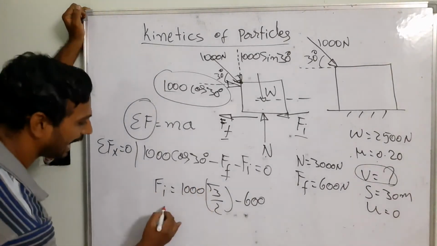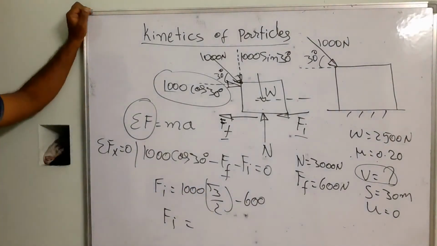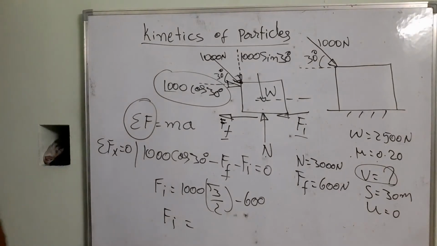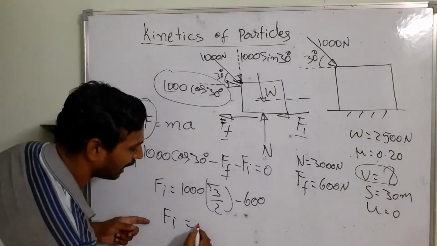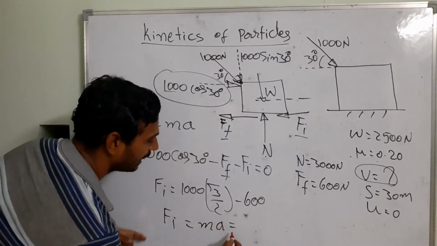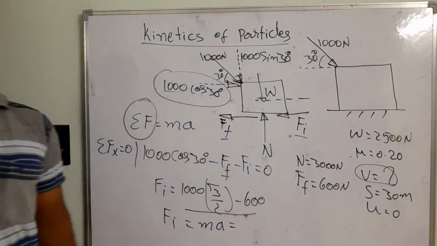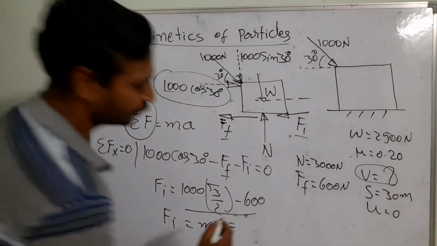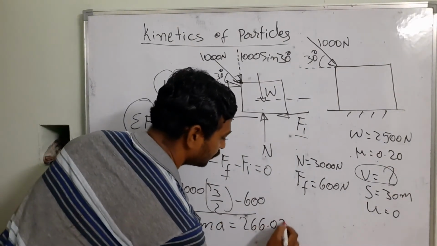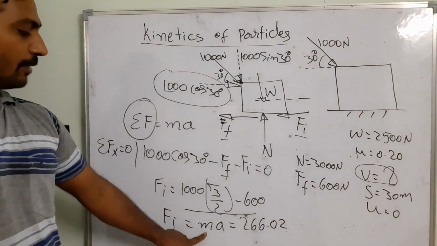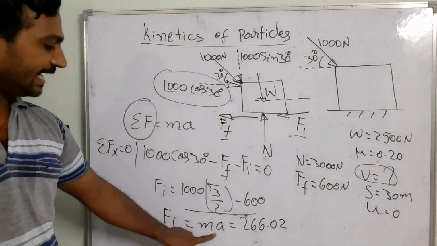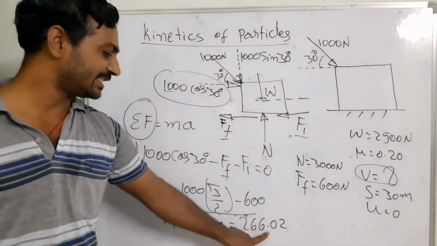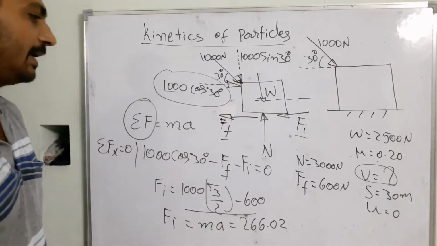So from this one I can calculate the Fi value. What is the Fi value? Fi is equal to m into A, and then I take these equations. So that is equal to 266.02 newtons. Once I get this equation, I get A is equal to 266.02 by m.